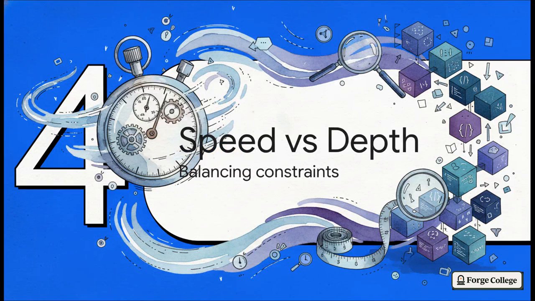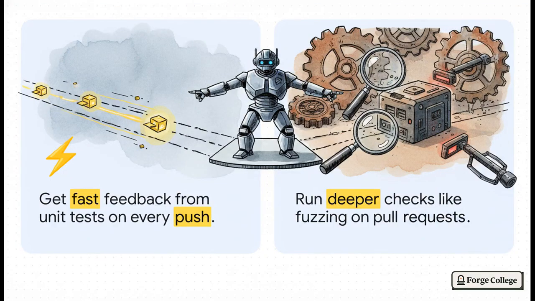Let's move to section 4, speed versus depth, balancing constraints. This is critical because as much as we love thorough testing, we also really love not waiting around all day for a build to finish. If you tried running every possible test on every single commit, it would grind your factory line to a complete halt. You'd literally be waiting hours just to fix a tiny typo. So we have to engineer a balance.